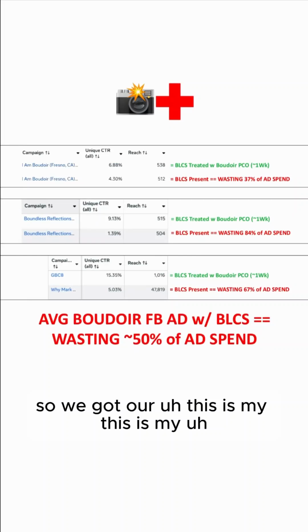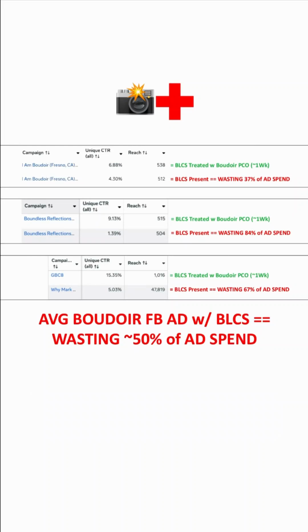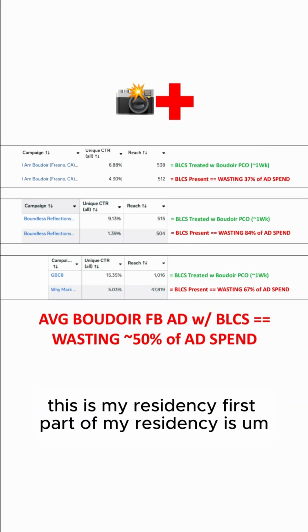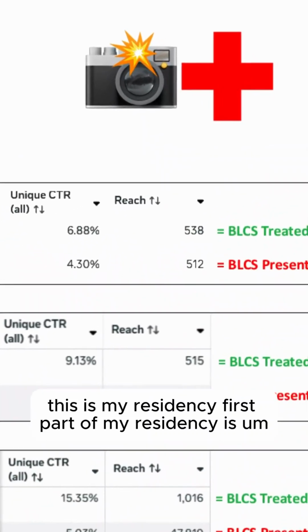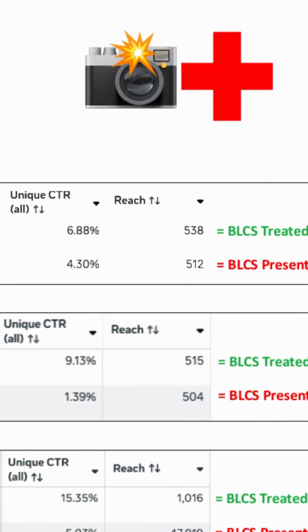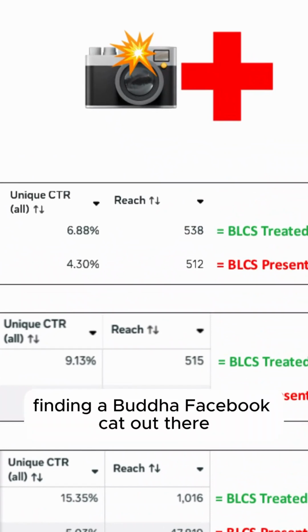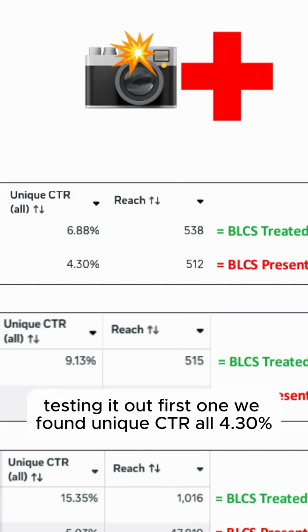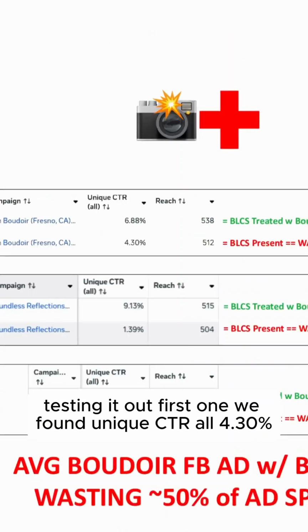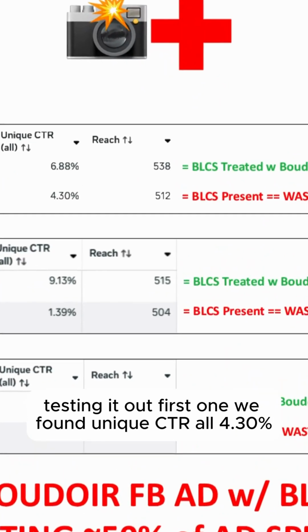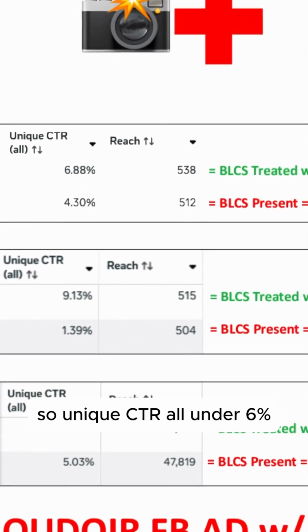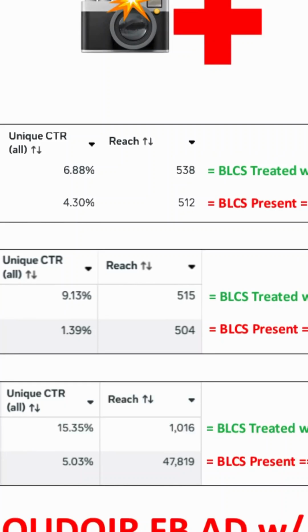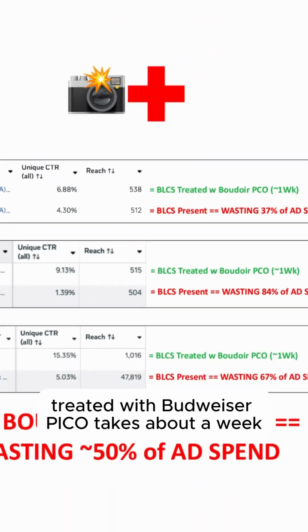So this is my residency. The first part of my residency is finding a Boudoir Facebook ad out there, bringing it back to the hospital, and testing it out. The first one we found had a unique CTR all of 4.30%. So unique CTR all under 6%, we know that BLCS is present, aka Boudoir low click syndrome. So we got the treatment, treated with Boudoir Pico. Takes about a week.